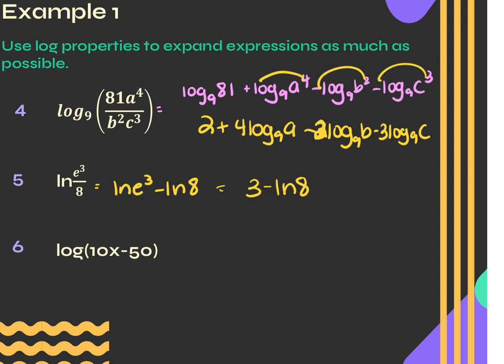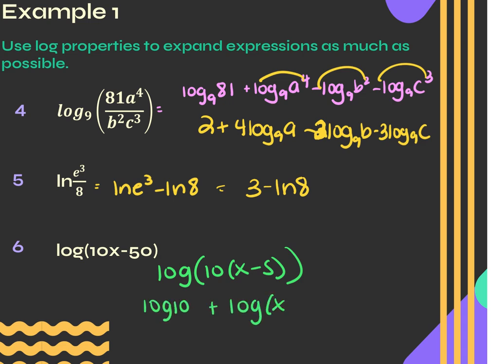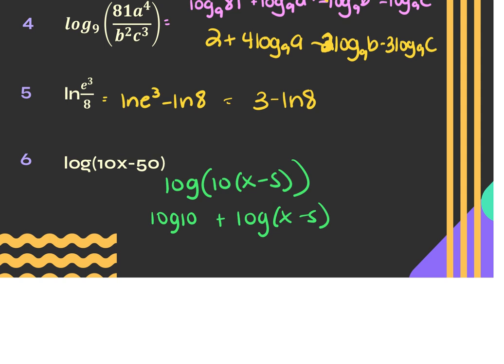All right, now the next one's a little tricky because as it is, this is not a sum or a difference, I mean, a product or a fraction. So I cannot expand it as is. But I can factor out a 10. So if I were to factor out a 10, it would say log 10 times x minus 5 is what I have written. And then this is a product. So this can get split up, and it would be log 10 plus log x minus 5. And log 10 is what? 1 plus log x minus 5.